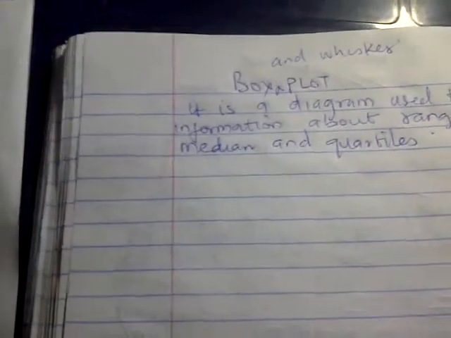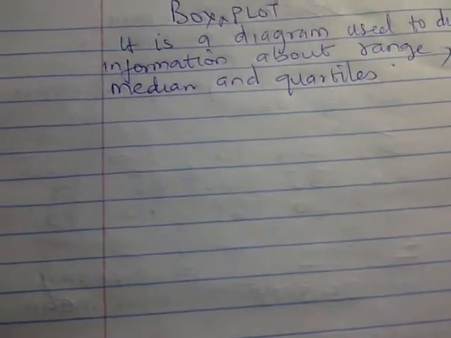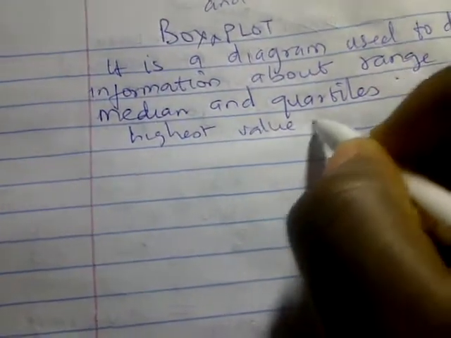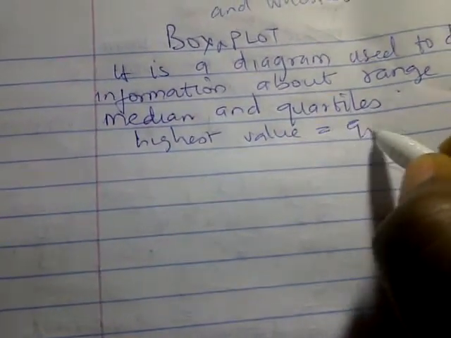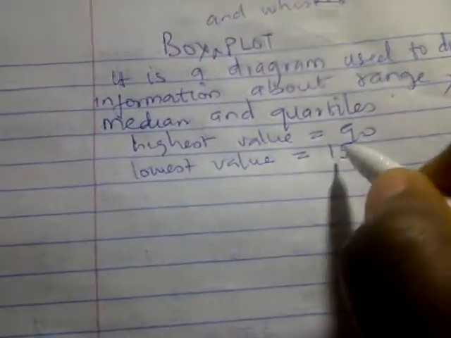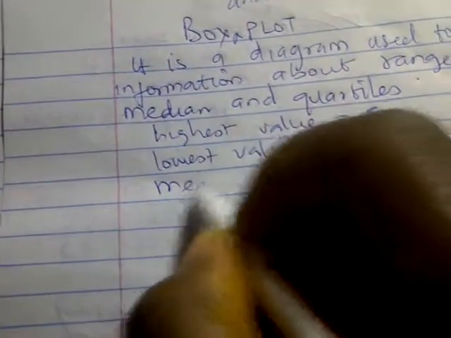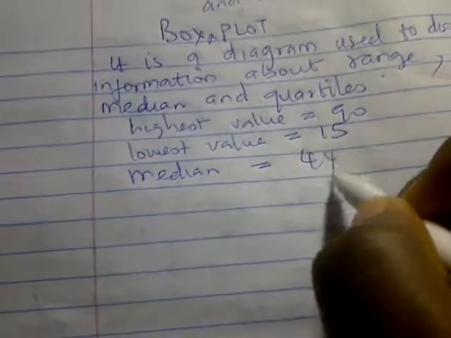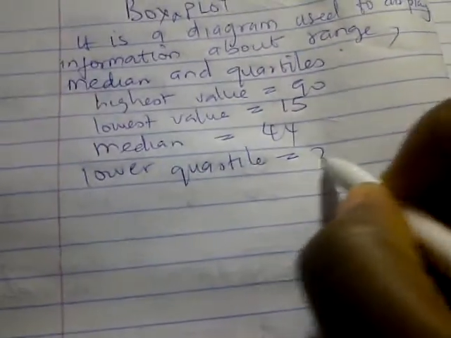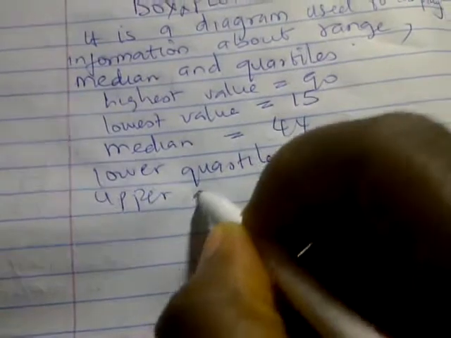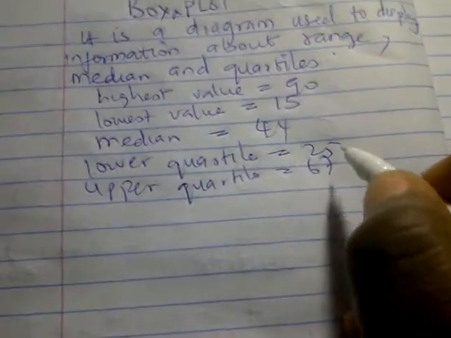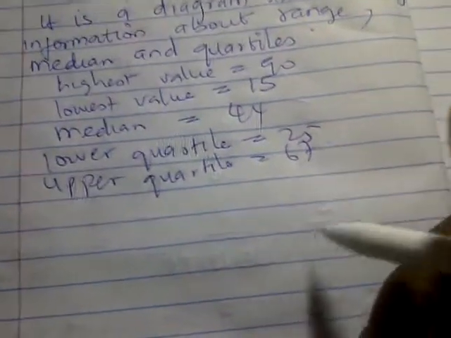Okay, now if for example you're given some values, maybe you're given that the highest value is 90, the lowest value is 15, okay, and then you're given that the median is 44, the lower quartile is 25, the upper quartile is 67. Okay, and you're asked to represent these in a whisker and box plot.